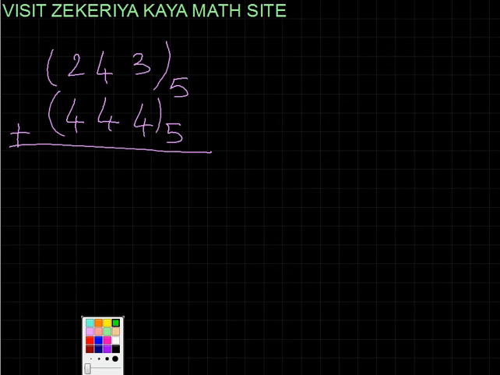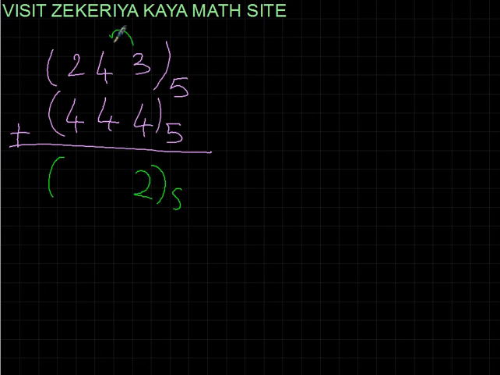So, 3 plus 4 makes 7. From 7, we need to take 5 out. There remains 2. We will put that 5 to the next part as a single 1. So, 1 plus 4, 5, plus 4, 9. From 9, we must take 5 out. There remains 4. This 5 goes to the next part as a single 1. 1 plus 2 is 3, plus 4 is 7 again. From 7, take 5 out, there remains 2, and that 5 goes to the next part as a single 1. Thank you for solving this question.